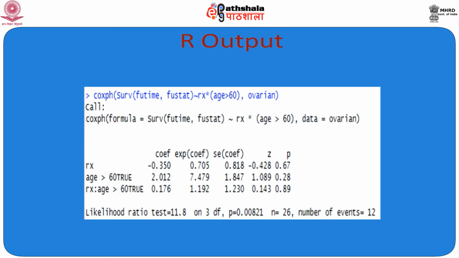It shows that it's also not significantly influencing the death status of the patients. However, the model as a whole can be considered a significant model, since the log likelihood test p value is 0.00821 with n equal to 26 and number of events 12, and the corresponding log likelihood test is 11.8 with 3 degrees of freedom. So this is an example of how we can generate the additive model.